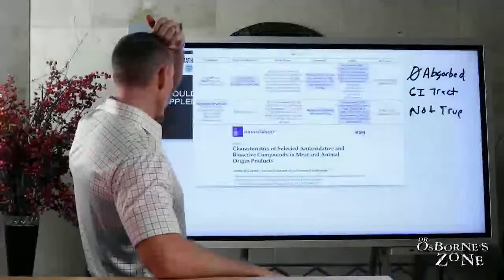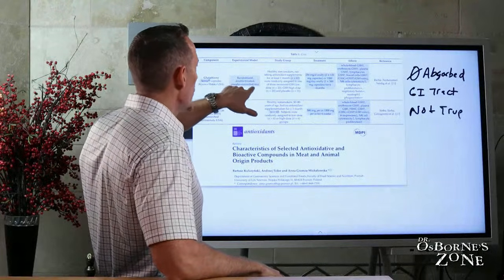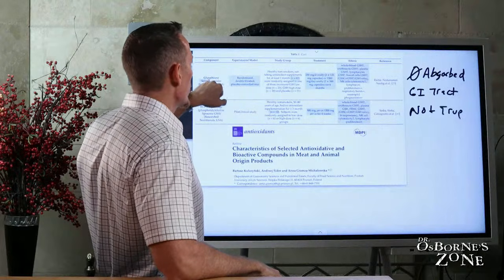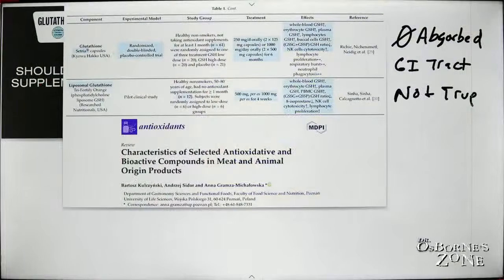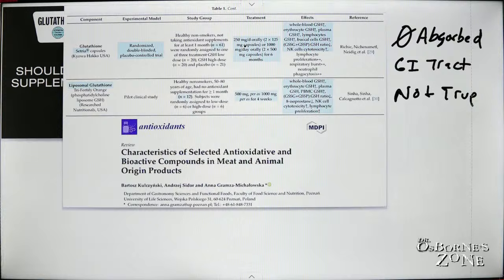So you can see here this particular study, a randomized, double-blind, placebo-controlled trial in humans on glutathione. This is a patented type of glutathione called Setria. You can see in this study of 61 individuals taking 250 milligrams a day orally, or 1,000 milligrams a day orally for 6 months, what did they find? And this is oral supplementation. Again, the argument is that if you take glutathione orally, you can't absorb it from the GI tract. Okay, this study proves that wrong. They used oral supplementation. What did they find?